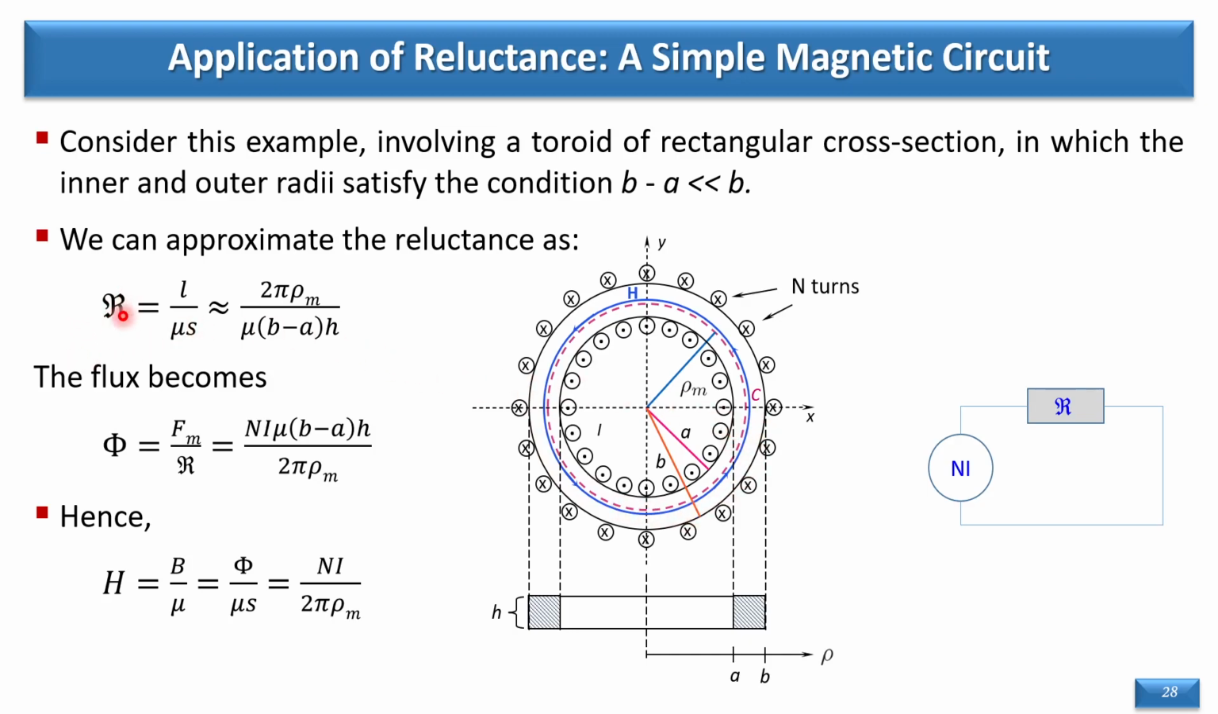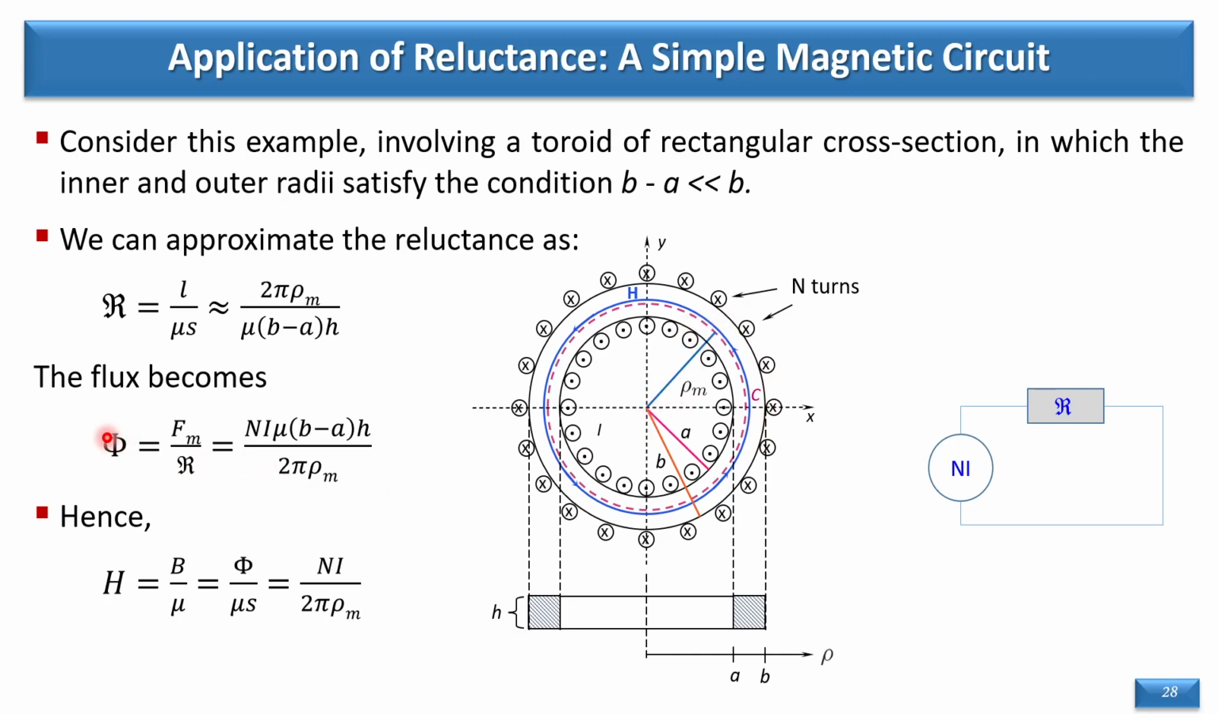So the reluctance of this path equals length divided by mu S. The S is the cross section, which is (B minus A) multiplied by H, and we will have the length of this path equal to pi times rho m. Rho m is the medium or the average path radius, which is this blue distance.